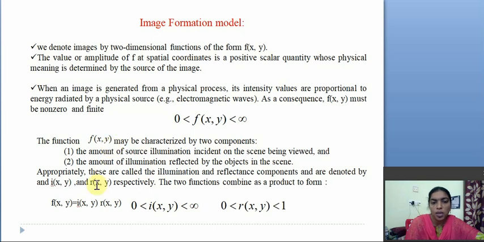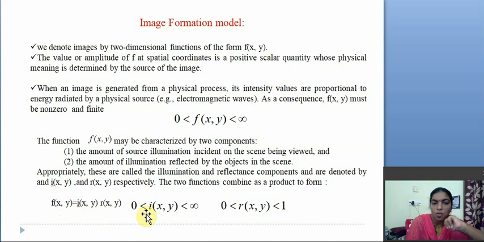One is said to be i of x comma y, another one is said to be r of x comma y. One is the illumination, another one is the reflectance. So the illumination component is i of x comma y, the reflectance component is r of x comma y. So f of x comma y is the product of these two: i of x comma y into r of x comma y, right?